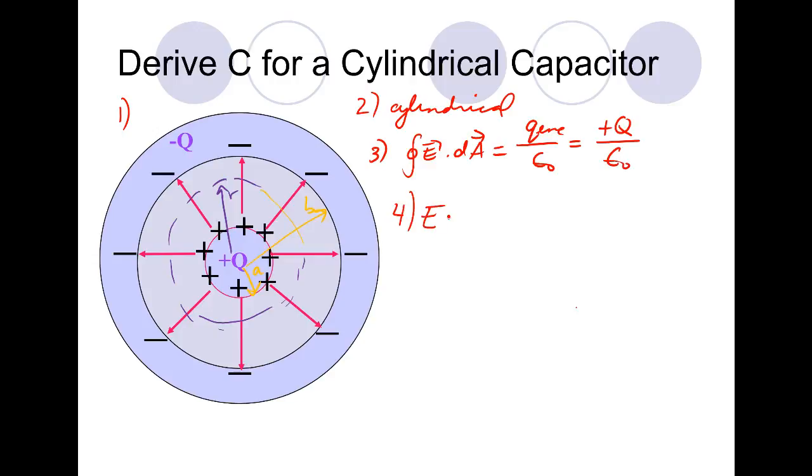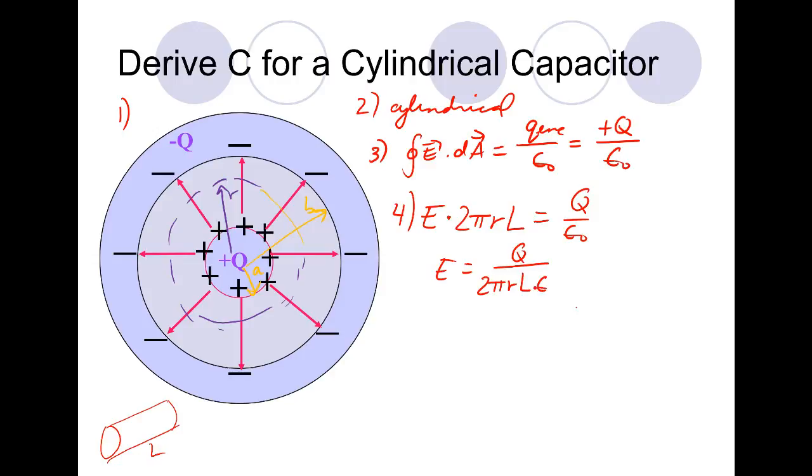So E times 2 pi r L, where if we look at this sort of from the side, L is the length of the cylinder. That's going to be equal to Q over epsilon naught. So the electric field is going to be Q over 2 pi r L epsilon naught.